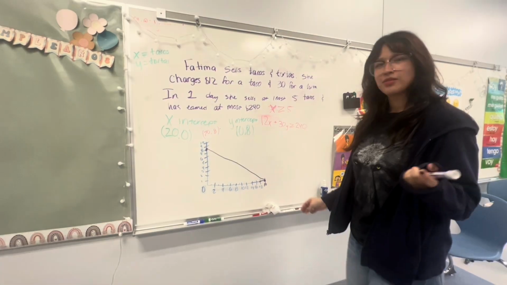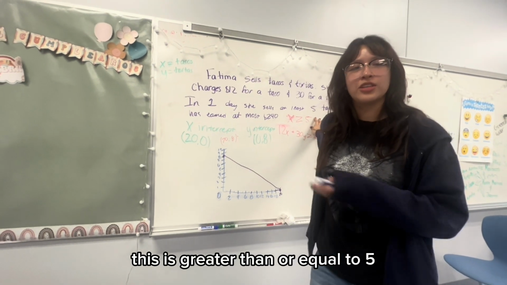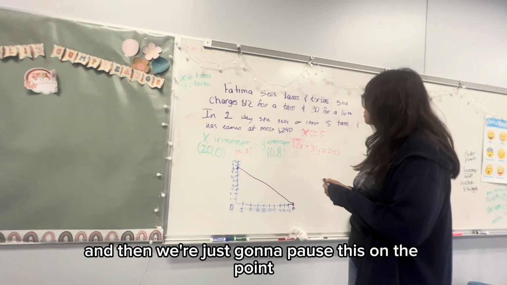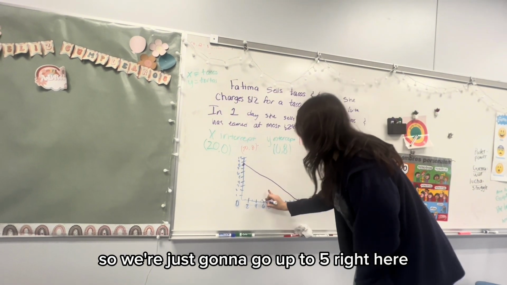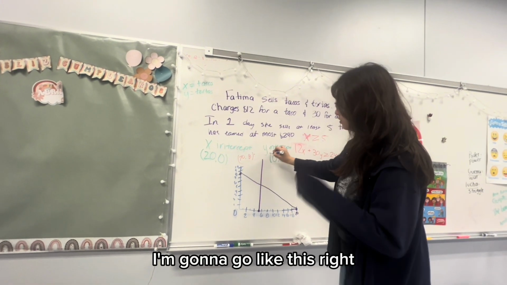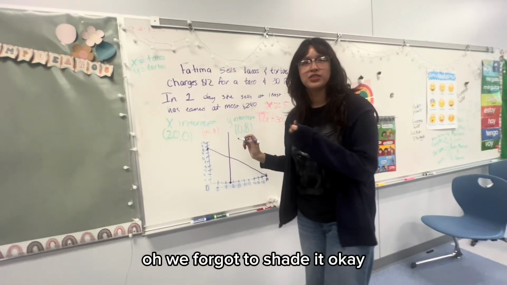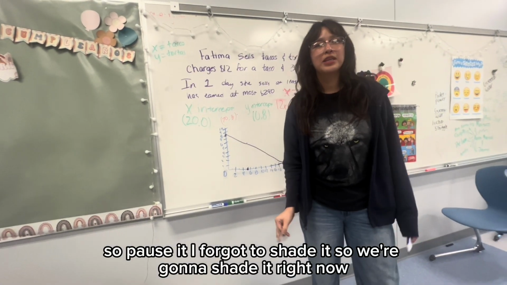And then next, we're going to plot this point, right? So this equation right here is saying that x is greater than or equal to 5. So we're just going to go up to 5 right here, and we're going to draw the line like this. Oh, we forgot to shade it. Okay, I forgot to shade it, so we're going to shade it right now.